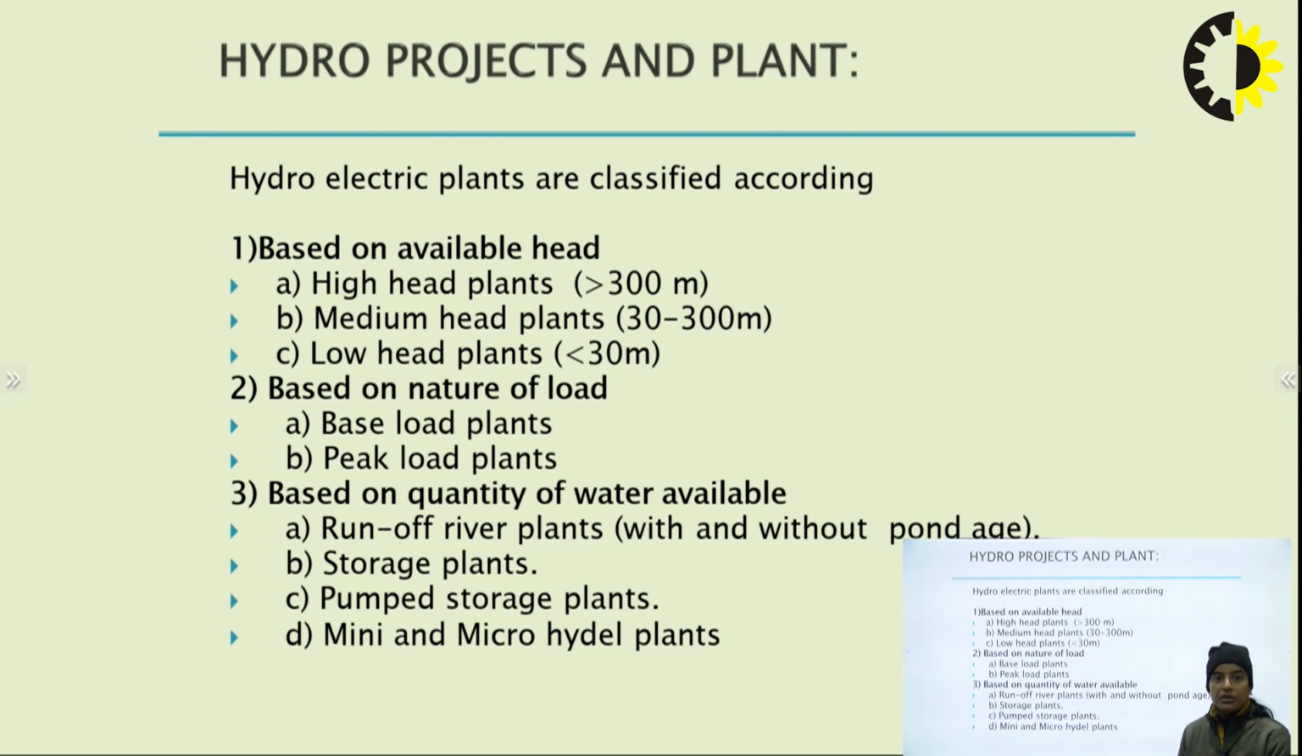30 to 300 meter, it is medium head, and less than 30 meter, it is low head plant. Based on the nature of load, there are two types of hydro plants: base load plant and peak load plant. Based on the quantity of available water, there are runoff river plants, storage plants, pumped storage plants, and mini and micro hydel plants.